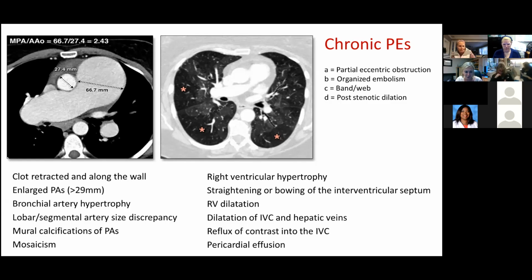You're looking at this lobar segmental artery size discrepancy. You can get calcifications of pulmonary arteries. Again, that does not happen overnight, and this mosaicism. And then you can also look at the heart on a CT scan. It's not as good as an echo, but it'll give you an idea of the chronic right heart strain.